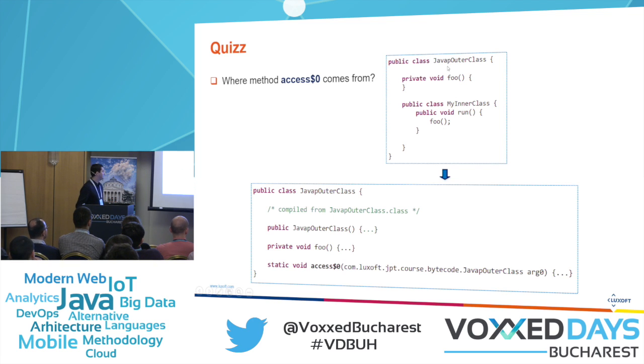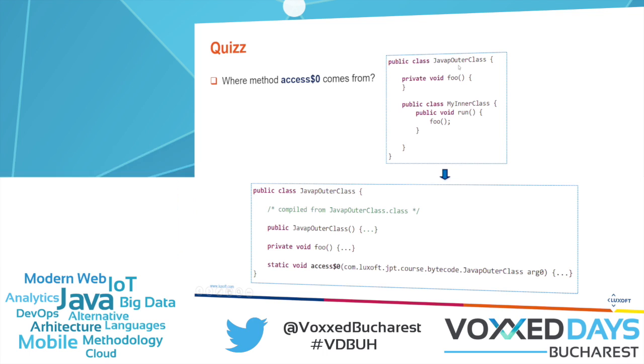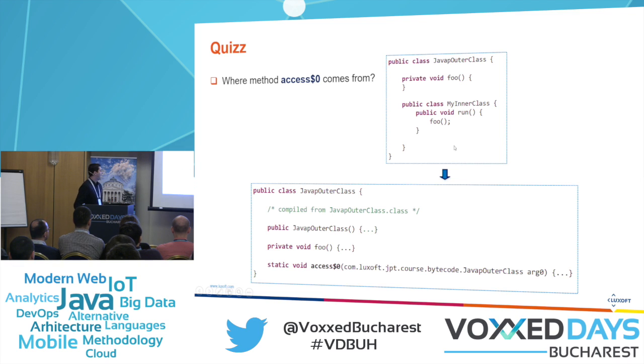I had initially this Java p-outer class, which contains a private void foo method and an inner class that refers to this private method foo. I compiled the Java p-outer class, and I have disassembled it the same way as previously. If I look in the disassembled code, I find this access$0 method, which is not my method. It's not the method I have defined initially. How is that possible? This is the question.